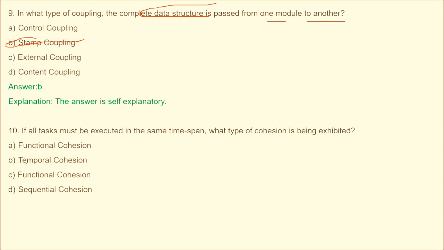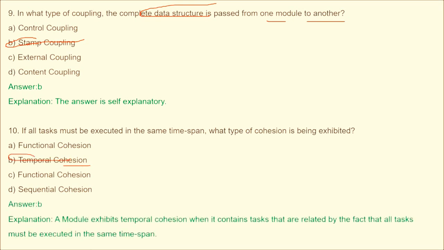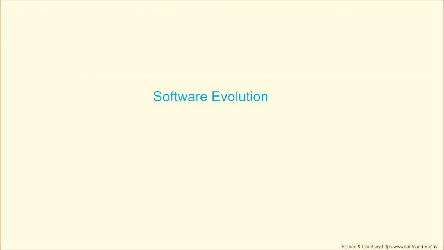Next, if all tasks must be executed in the same time span, what type of cohesion is being exhibited? Is it temporal? The answer is temporal. A module exhibits temporal cohesion when it contains tasks that are related by the fact that all tasks must be executed in the same time span.